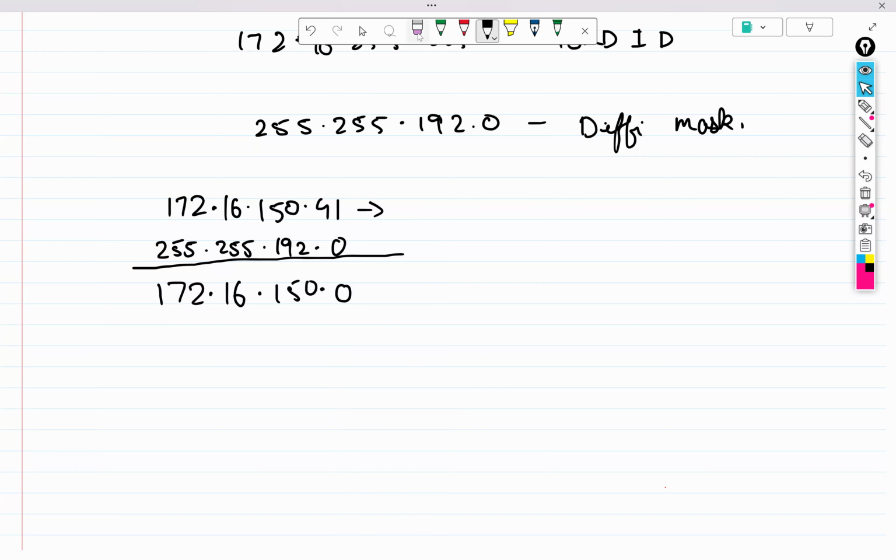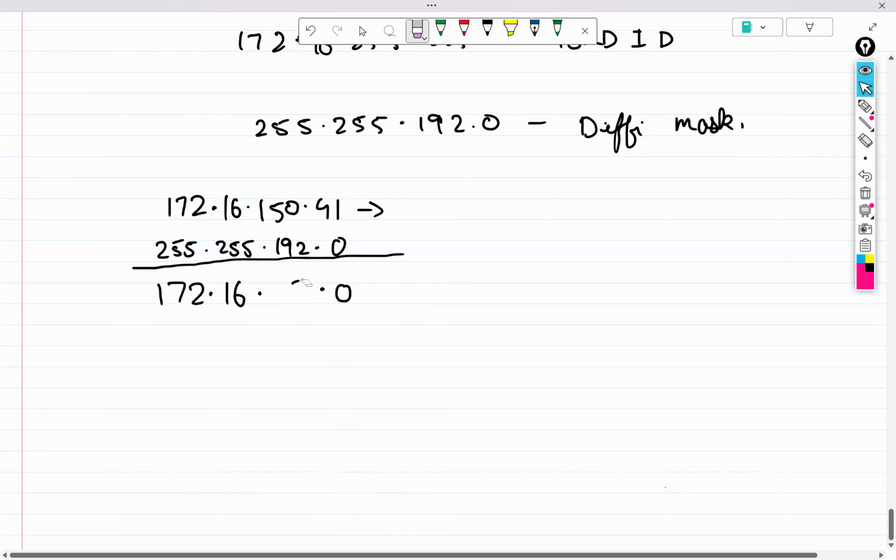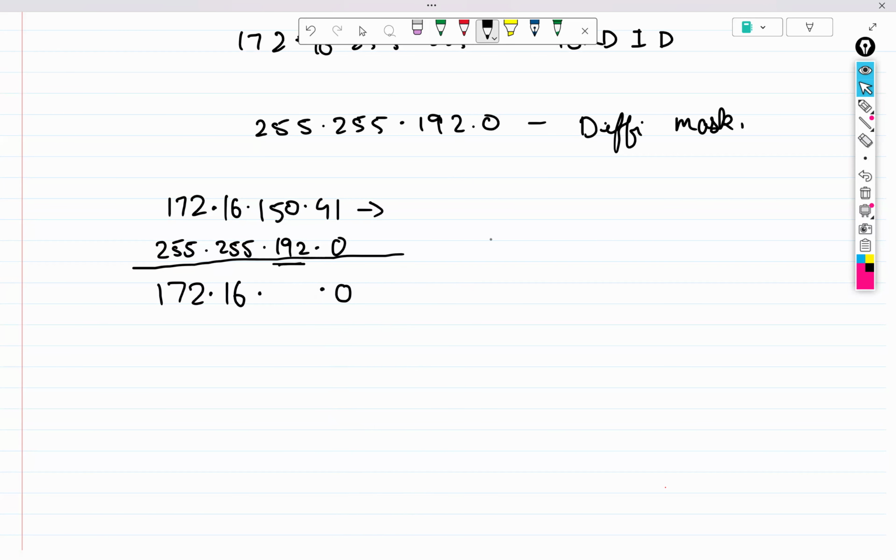You cannot write down 150 as such. So for this, what you can do is take this difficult mask, that is 192, and subtract it from 256. Now you may ask why 256.